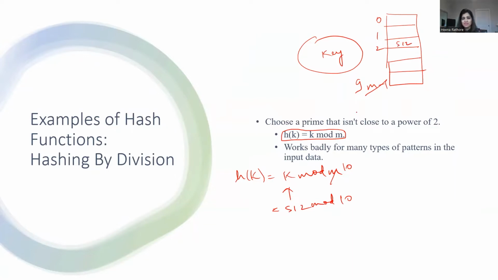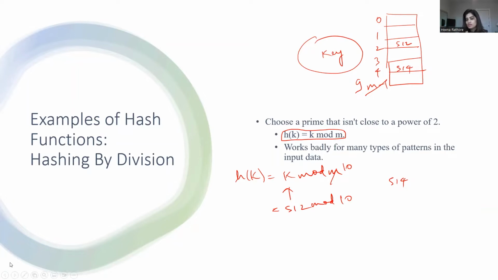If another key comes in, another value comes in, then we would be storing it. Let's suppose if it is 514, we would be storing it at index location 4, and so on. So we would be maintaining this, and this is one of the hashing by division. You are dividing each of these numbers in order to store a particular value.